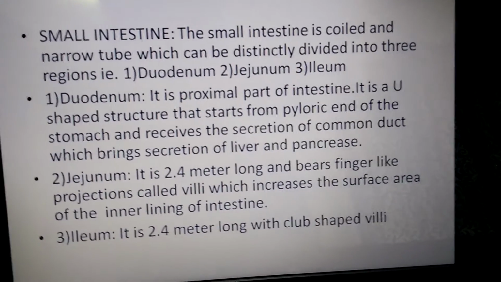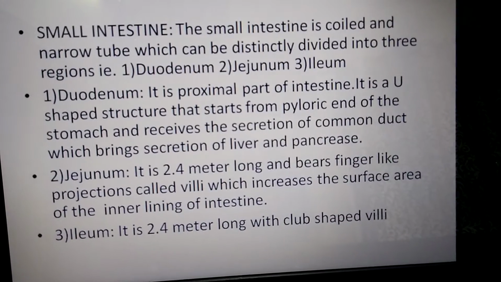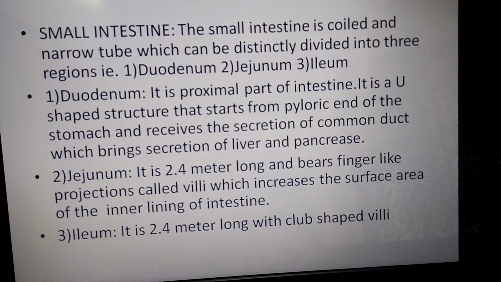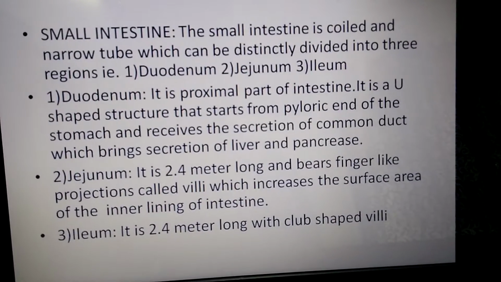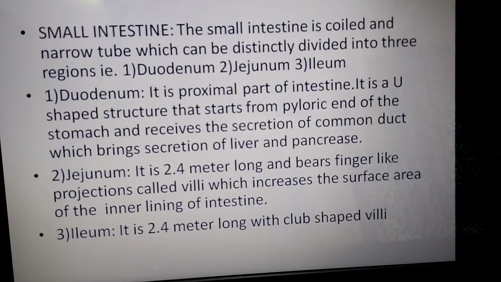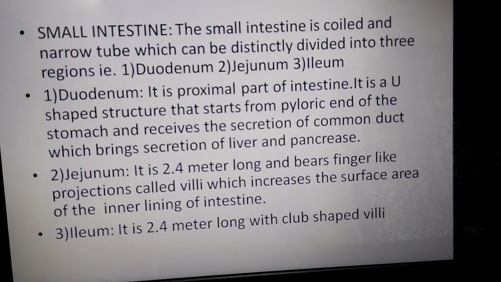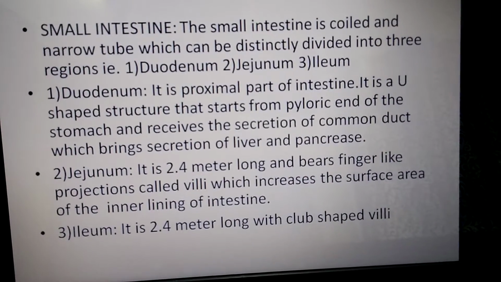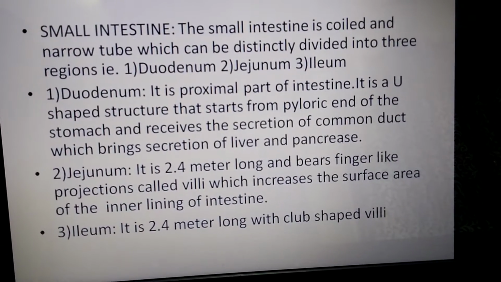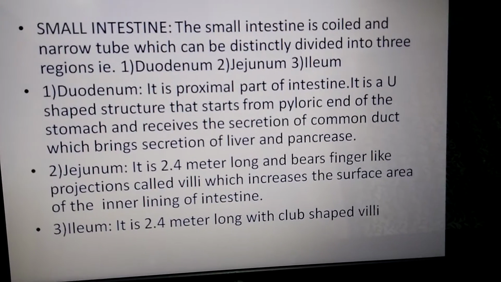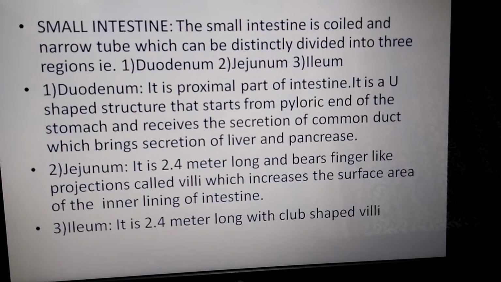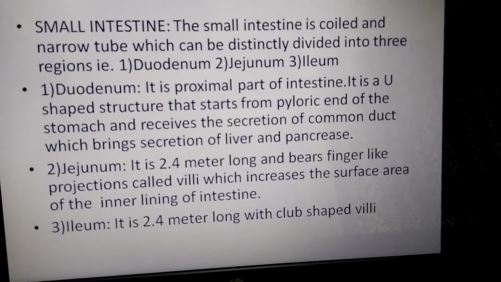The second part of the small intestine is called jejunum, which is 2.4 meters long and bears finger-like projections called villi. Many of you must know that these villi are there to increase the surface area of the inner lining of the intestine, which will help in absorption. And the last one is ileum, which is 2.4 meters long and club shaped, and is the one which will merge with the large intestine, from where the large intestine will start.